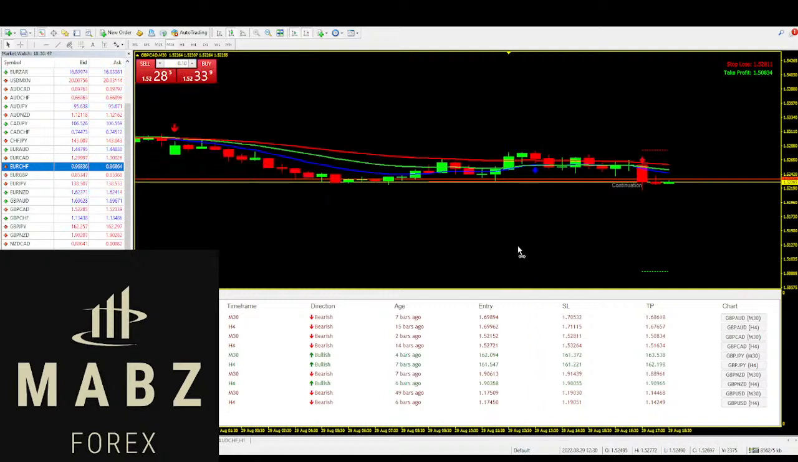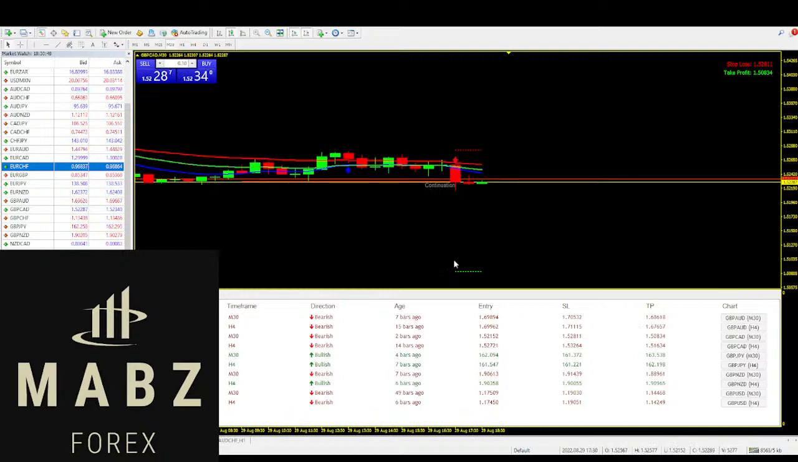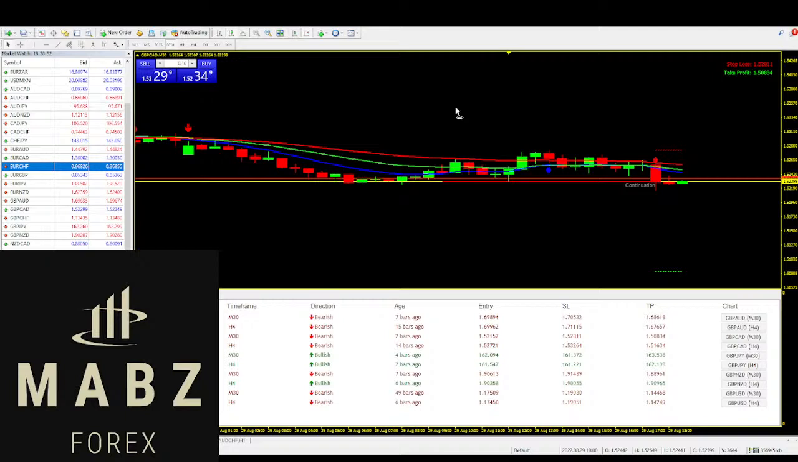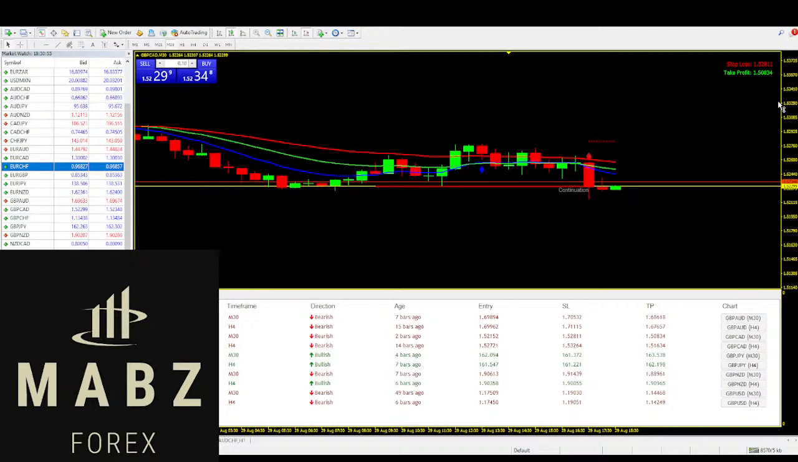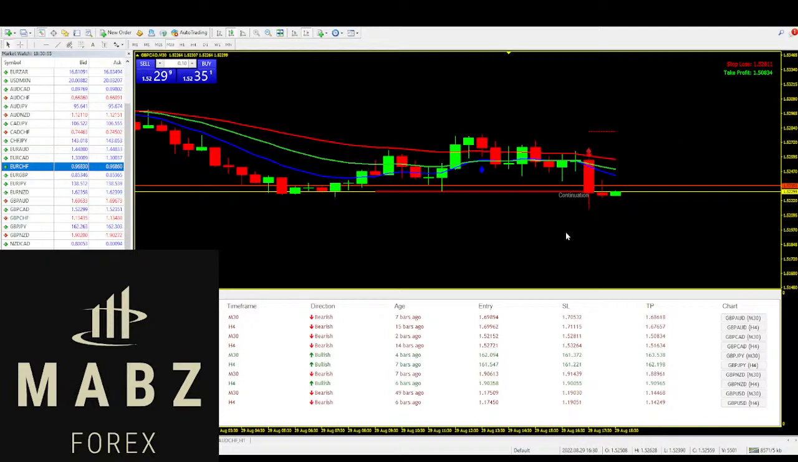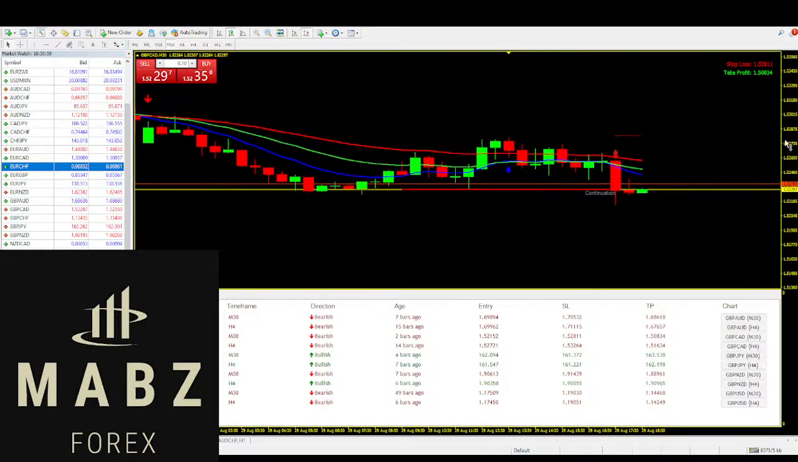Okay, let's see. GBP CAD, same thing, but here the spread might be annoying. Sometimes I don't get into trades with a huge spread.